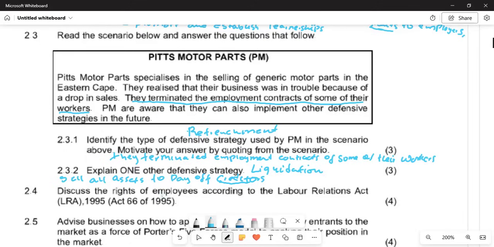The other defensive strategy can be divestiture, whereby you are selling some assets or divisions that are no longer profitable. Unlike liquidation, whereby you are selling all assets, with divestiture you sell only some that are not profitable. So that is that. Now we are moving on.